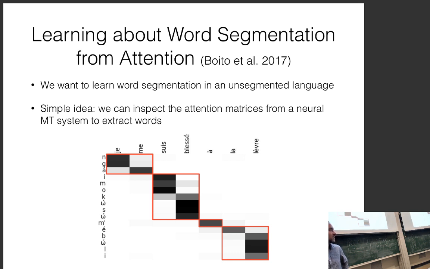So for example, when they generate the first word, it attends to these two characters. When they generate the next word, it attends to these two characters, et cetera. And you can see that it forms consistent chunks. And then the red boxes are the actual correct word boundaries in this language. And you can see that the attention corresponds to the boundaries in the words.